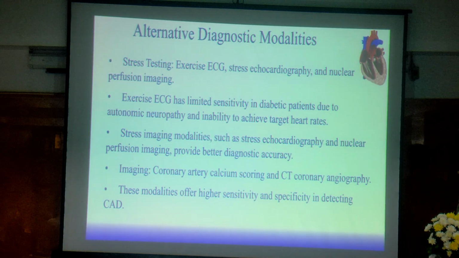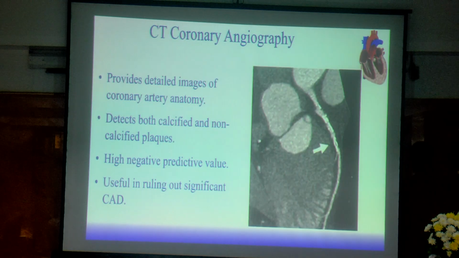Other we can do stress echo, nuclear imaging, stress thallium, and also the calcium score. That's a very, again, useful test. And of course, finally CT angiogram and coronary angiogram. So CT angiogram is very useful because it can clearly tell where the block is.